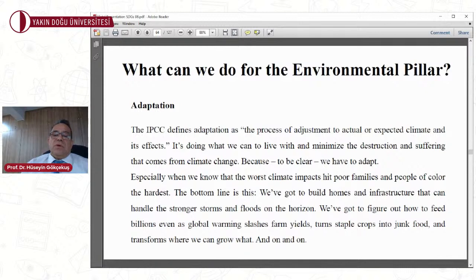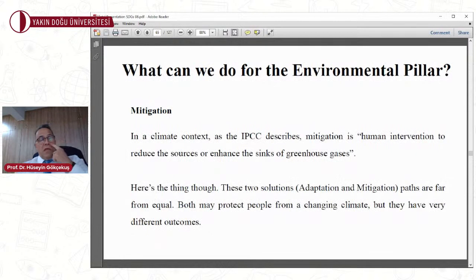We have got to figure out how to feed billions, even as global warming slashes farm yields, turns stable crops into junk food, and transforms where we can grow what, and on and on. And the last topic depends on the same question, mitigation. Yes. In a climate context, as the IPCC describes, mitigation is human intervention to reduce the source or enhance the sinks of greenhouse gases.